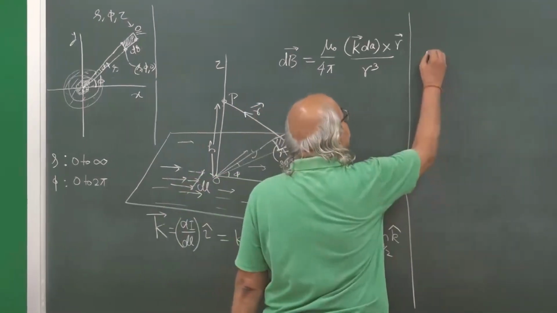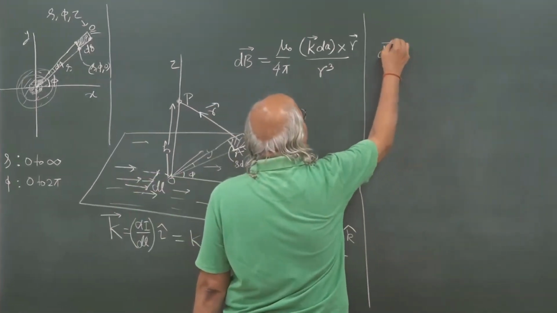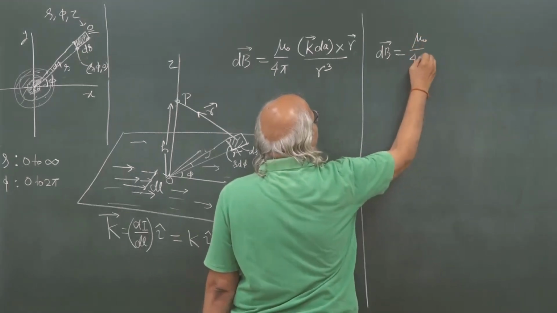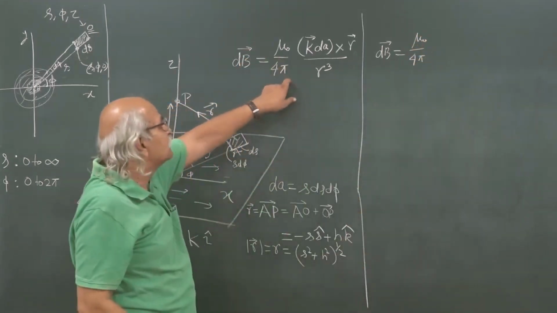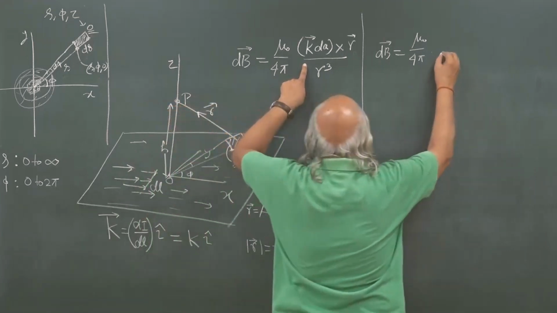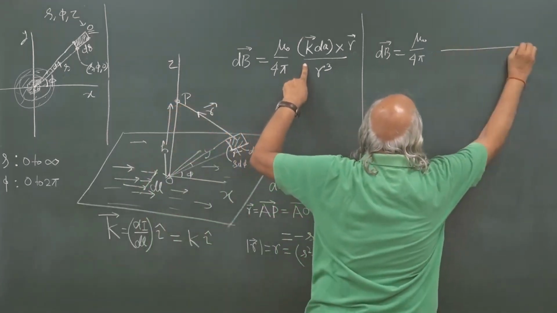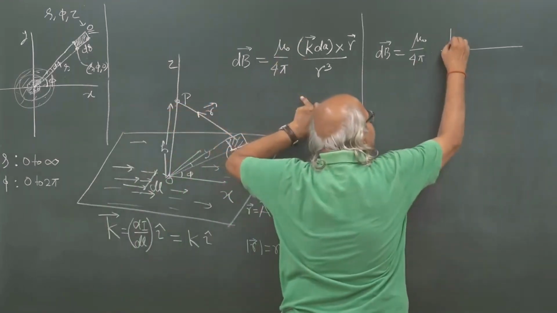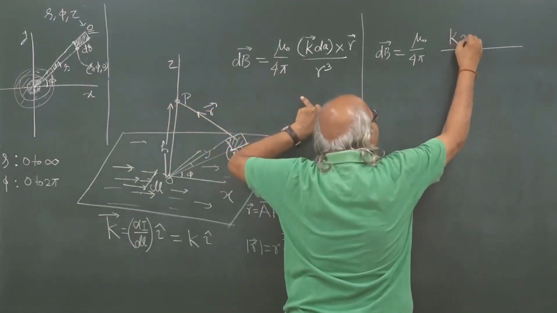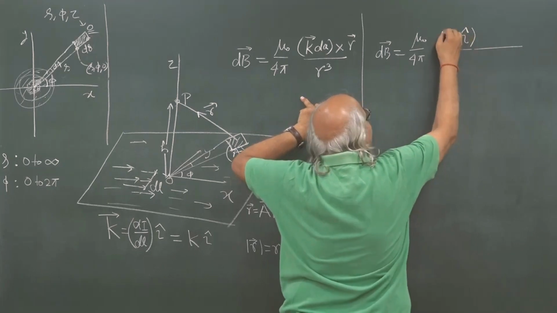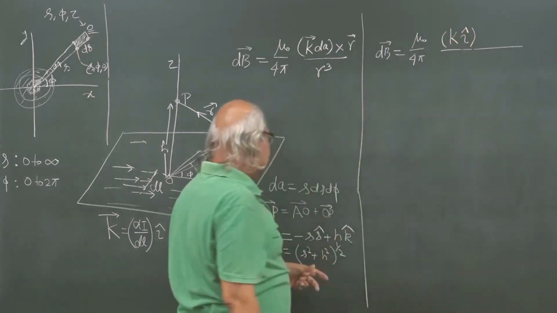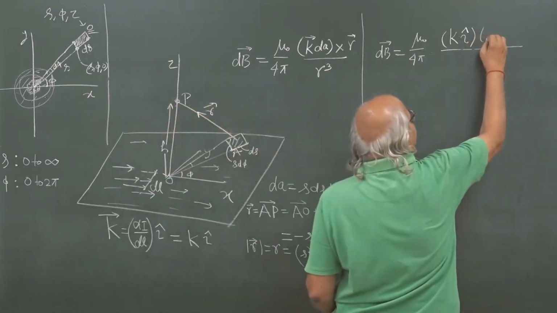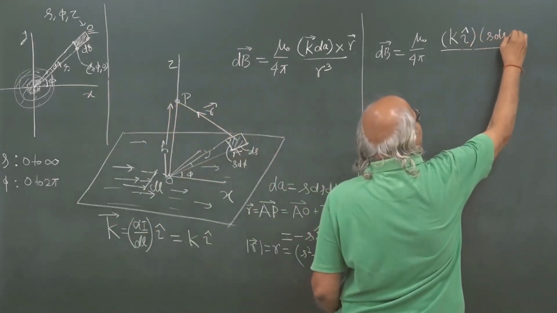What is dB? Mu naught by 4 pi, and then k dA. What is k vector? It is k, which is a constant, I cap. This is our k vector. And what is dA? dA is s ds d phi.